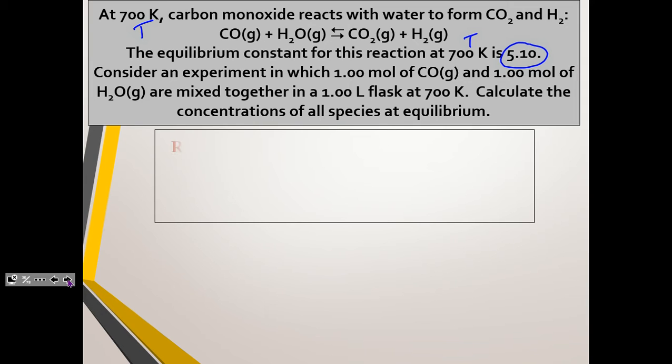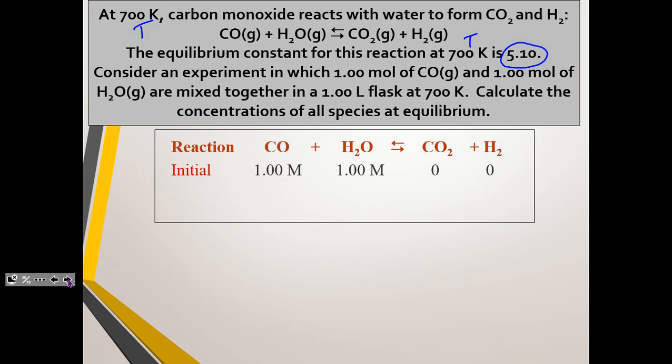Okay, so let's set up our first R.I.C.E table. The box is in your notes. The reaction is written. The initial values that we are given for the reactants are 1 mole. And we have a reaction vessel that is 1 liter. So 1, remember, 1 mole per 1 liter. We need to make sure that we're plugging in the right things here.